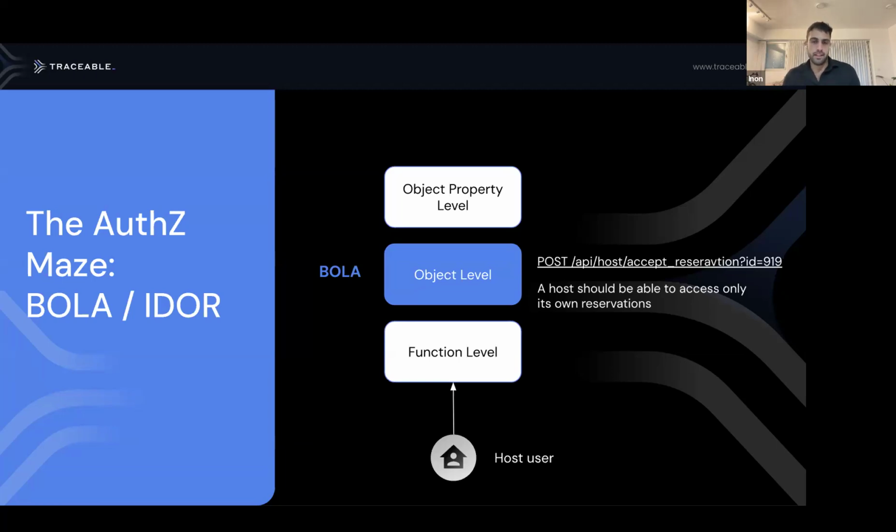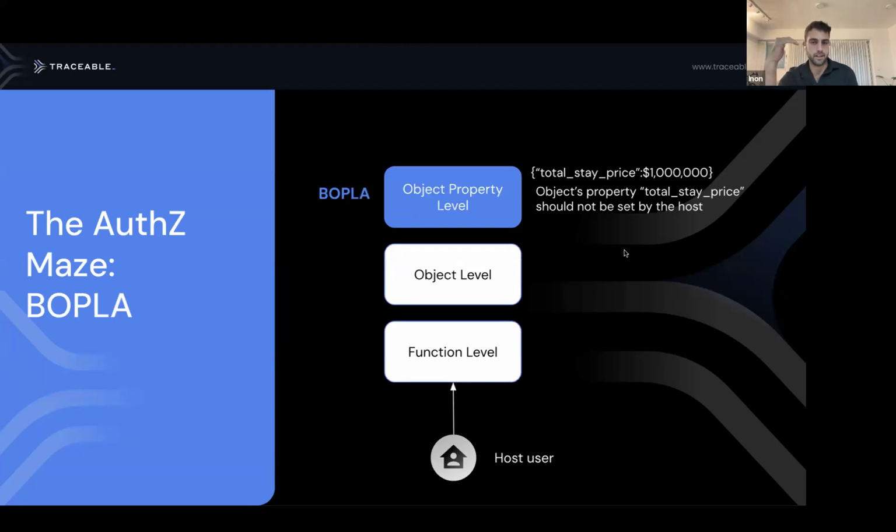So this is the vulnerability. It's very easy to exploit. I just need to change the ID to a different ID. It's even easier if it's just a number and not a GUID. And even if it's a GUID, there are still ways to get the GUID of a different user.